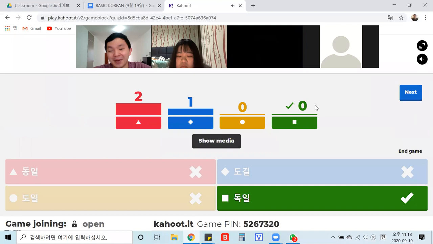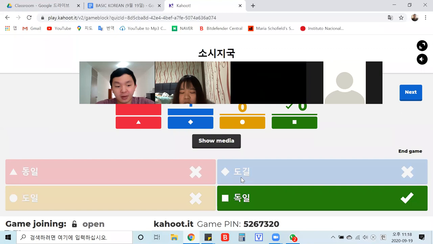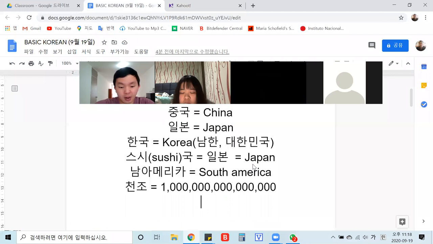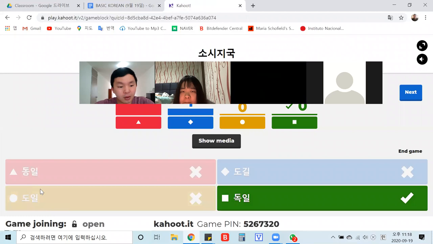The flag was Germany. I mixed up all the syllables, it's just word play. The green part is the correct way to say Germany. Let me write it down here. 독일. Say with me, everyone. 독일. Germany. As you can see, the red, blue, and yellow parts are all doubled. It's just word play. The green part is the correct one.